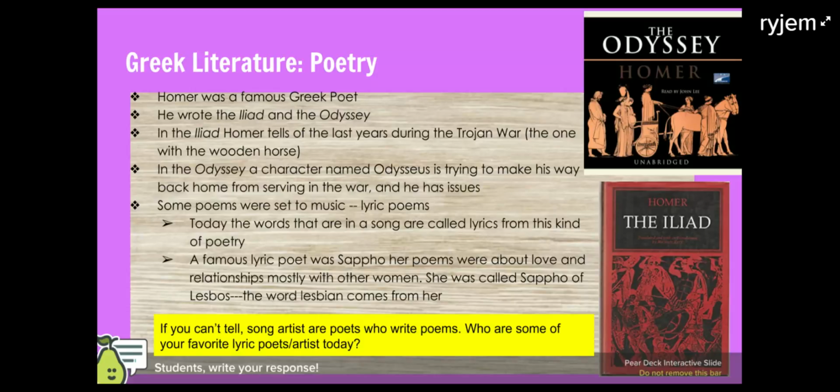One really famous lyric poet was Sappho. And Sappho's poems were about love and relationships, but they were mostly about love and relationships with other females. She was called Sappho of Lesbos. And if you're wondering, the word lesbian actually comes from her. So she is definitely credited as an LGBTQ icon in the community, as somebody who was famous back in the Greek time period for writing poems about love and attraction with other females.